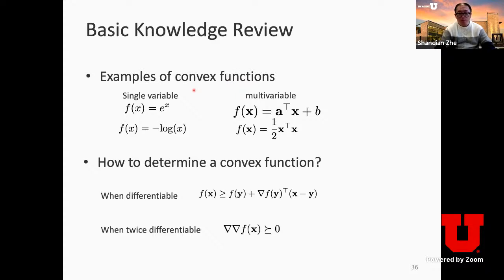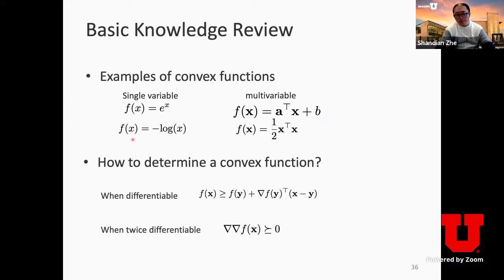We also have convex functions defined for a vector input. One example is the so-called affine function, A transpose x plus B. This is a linear function of the vector input. And the quadratic function, x transpose x, is convex as well. You can try to prove that with the definition.